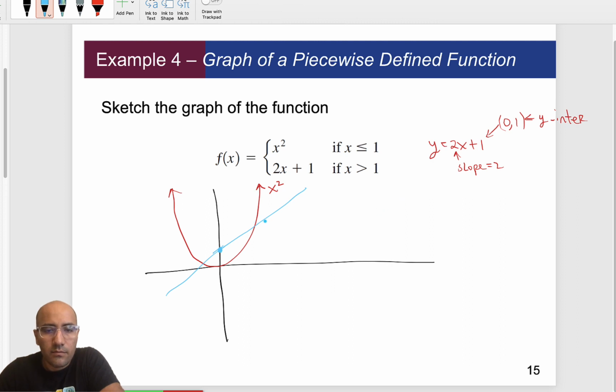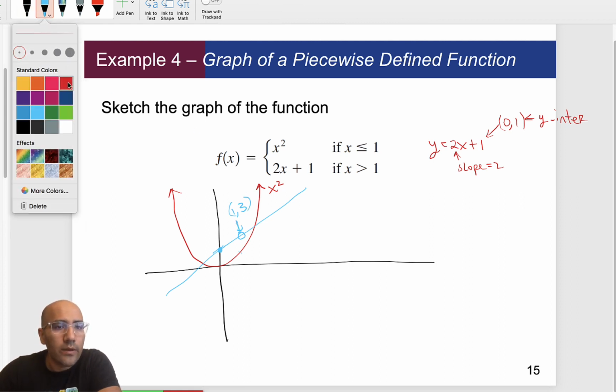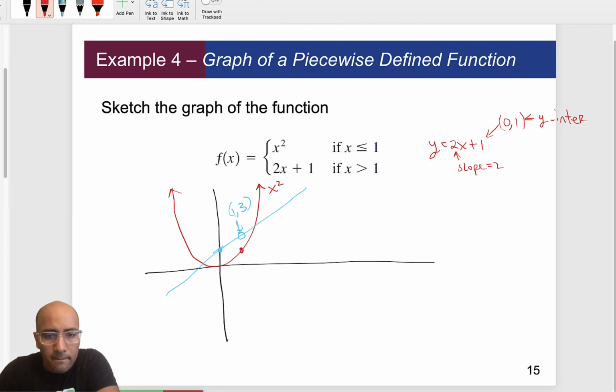So at 1 we have 1 comma 1. Let's make an open circle. That one is 1 comma 3. And then at 1 we have the point 1 comma 1 over here. Well, let's say that's 1 comma 1 for the parabola.